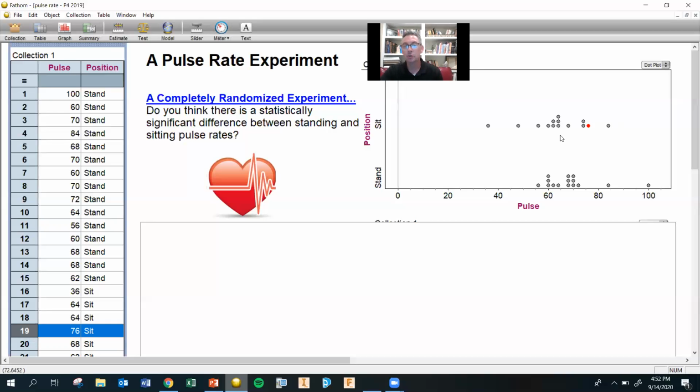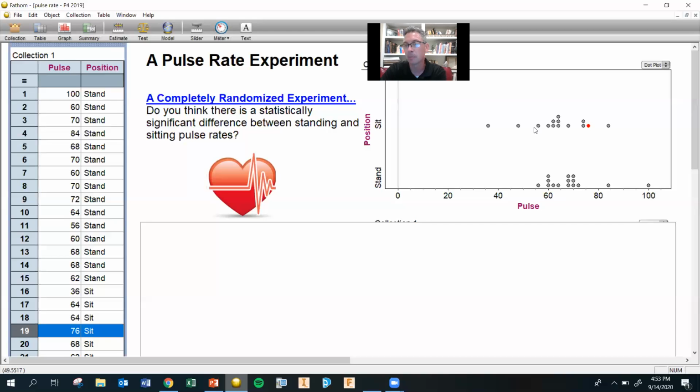But the problem with doing this, if the question is, do you think there's a statistically significant difference between standing and sitting pulse rates? When I look at these two dot plots, I don't see a real big obvious difference between the pulse rate of standing people versus the pulse rate of sitting people. Standers, if I had to pick just a general center, a typical pulse rate, looks like maybe around 70, a little bit less than 70.